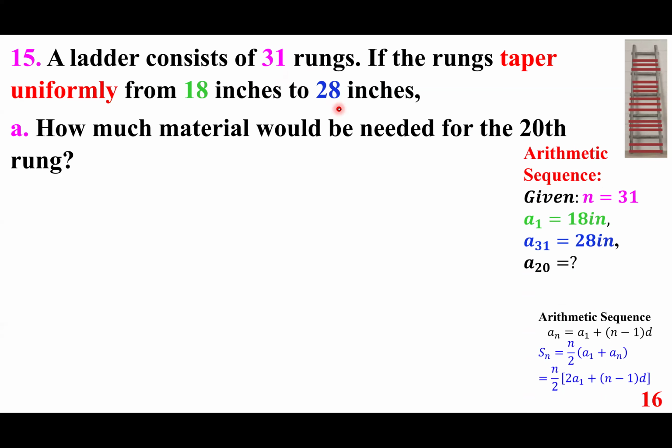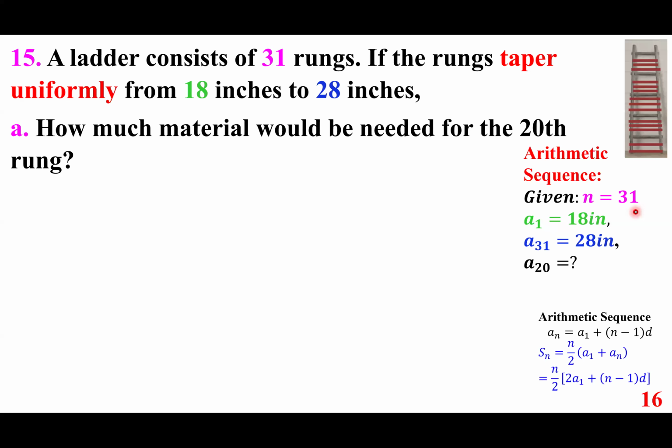So the very first thing is to understand what we are dealing with here. So one more time, just to make sure we understand. If the rungs taper uniformly, that means we add the same amount or we subtract the same amount. We don't know which one, but because it goes from some number to a larger number, that means we are adding. But taper uniformly can be either way. So that means an arithmetic sequence. The first one, a sub 1, is 18. The last one is 28. Now there are 31 rungs. The last one makes it a sub 31 because n is 31.